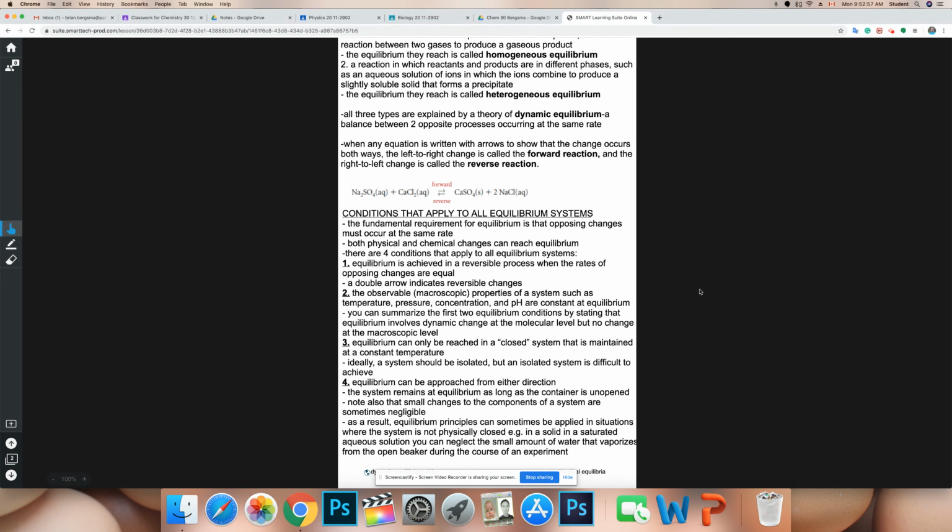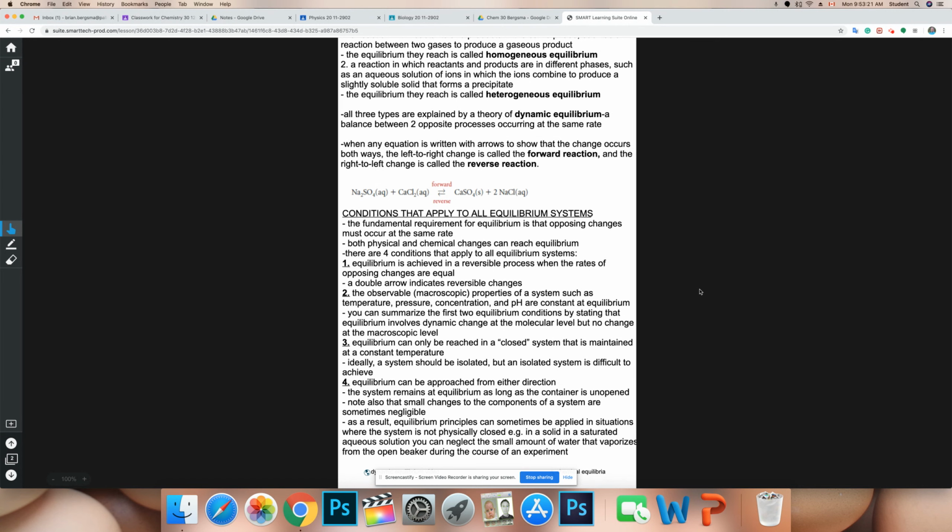Next one is the macroscopic or observable properties of a substance, such as temperature, pressure, concentration, pH, they're all constant at equilibrium. And so nothing's changing. So when you first put two things together, you get lots of change happening, and you can see that change happening. When they become at equilibrium is when that change stops.